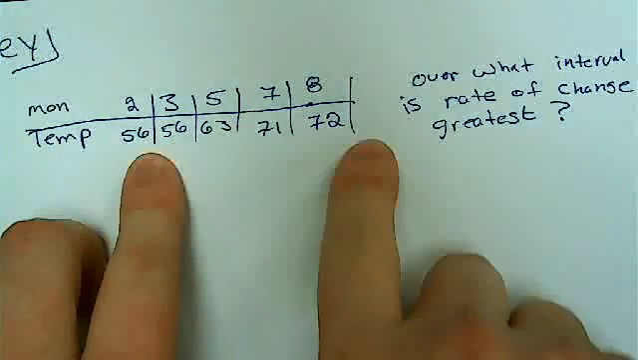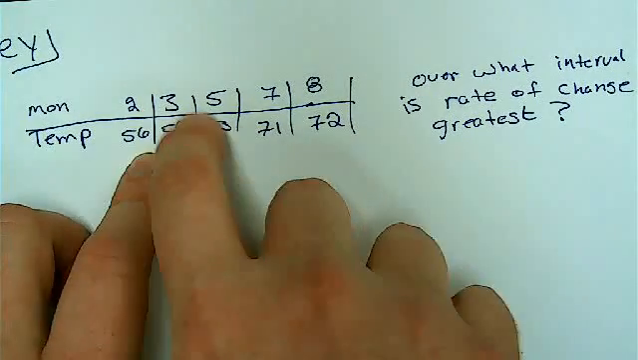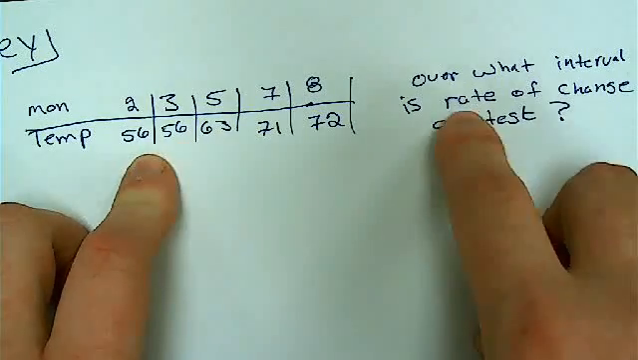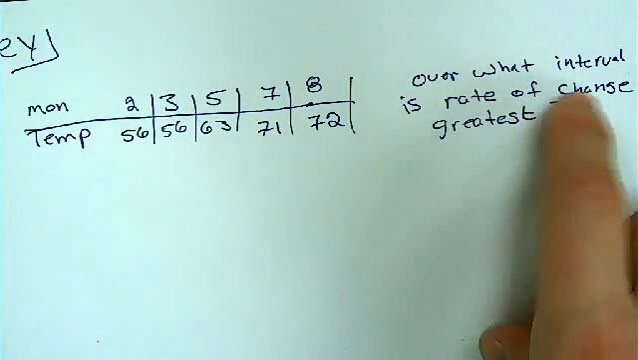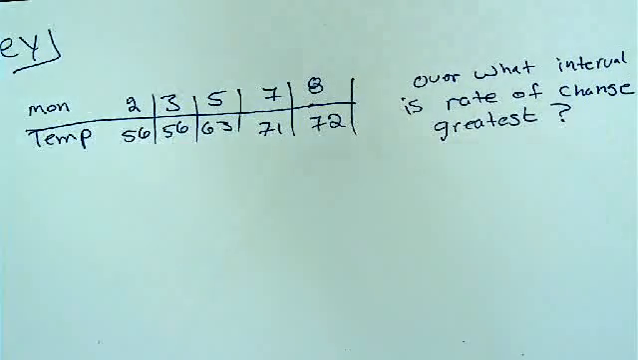Here's our collection of data. We've marked off the months by number so we can see the gaps. The real question is not over what interval is the rate of change the greatest. It's really which gap has the highest slope. One way to do this is you can graph it and look for which line is the steepest. That is a tool you have available.